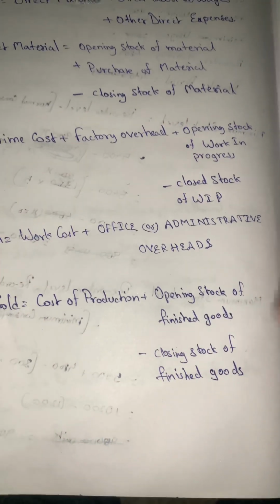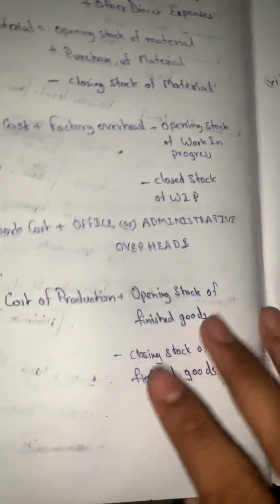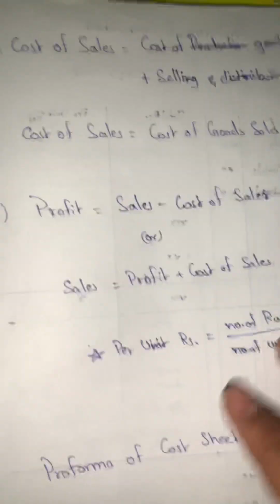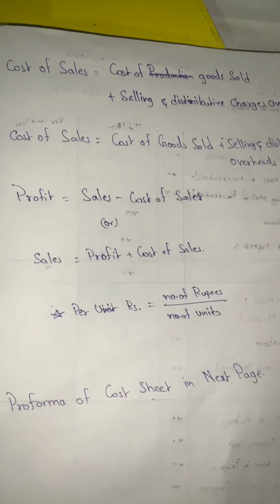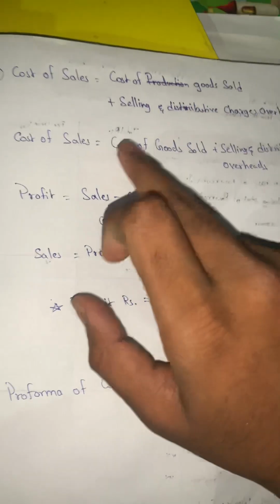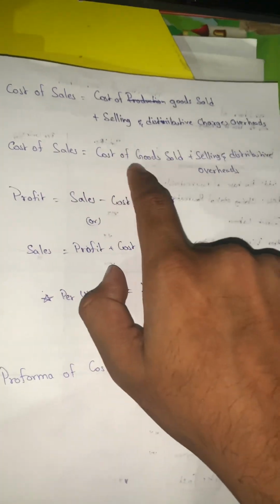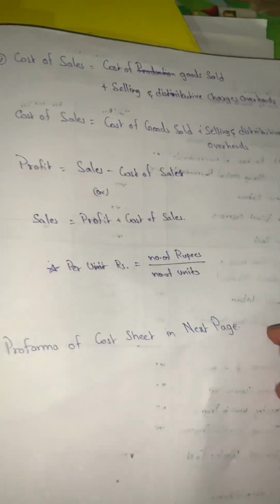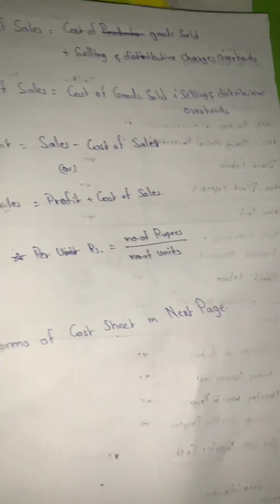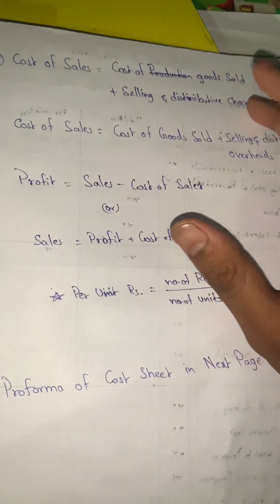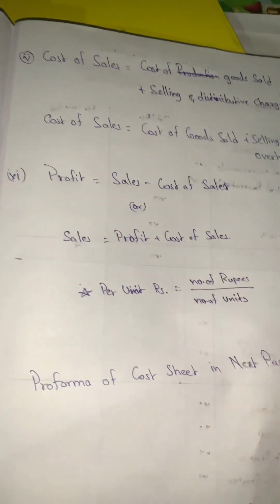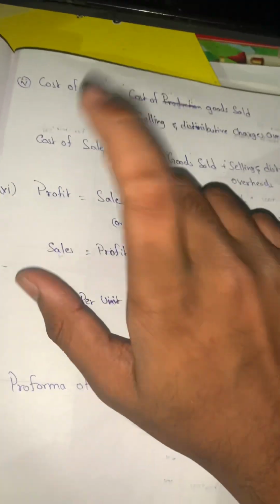In problems they'll be giving these two things. Most probably in BCom they'll not be giving this, only for CS it will be there, I guess. When it comes to cost of sales, it's cost of goods sold plus selling and distributive charges. For selling you'll need charges, right? Like freight, in the sense of transportation and all that. For that you need to add to the cost of goods sold. For cost of sales, this is the last thing, which is very important.